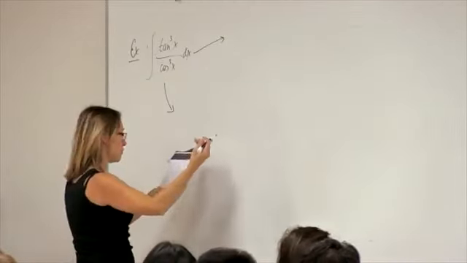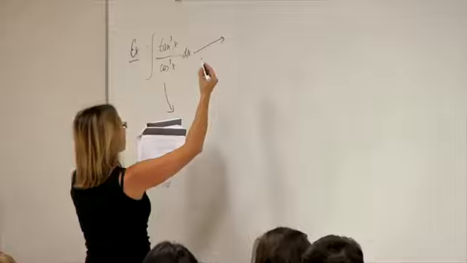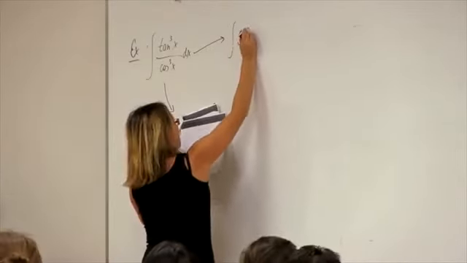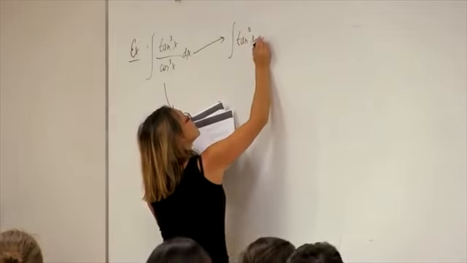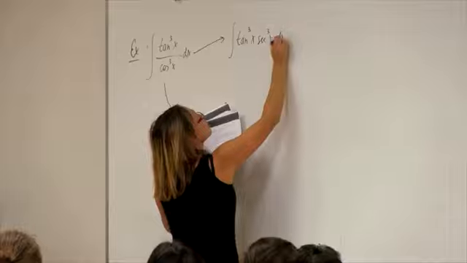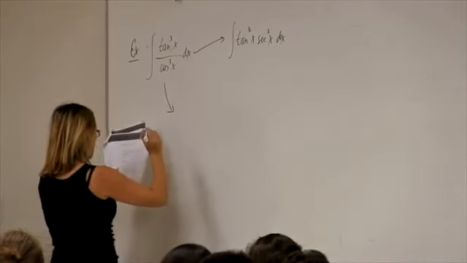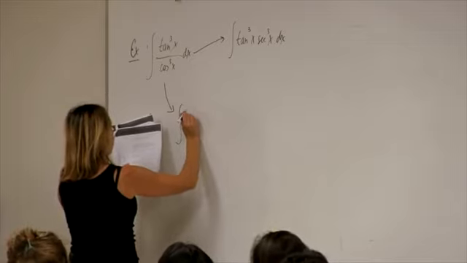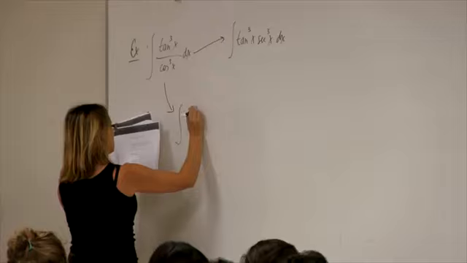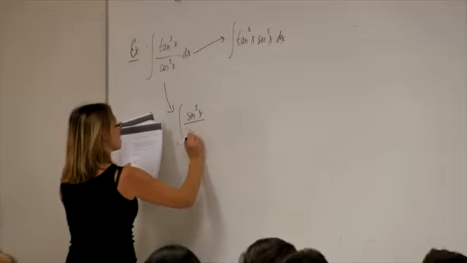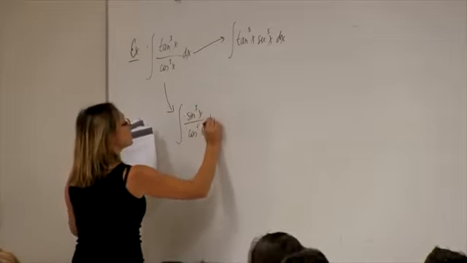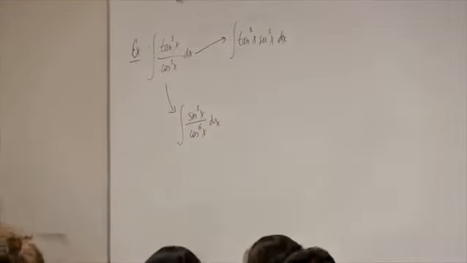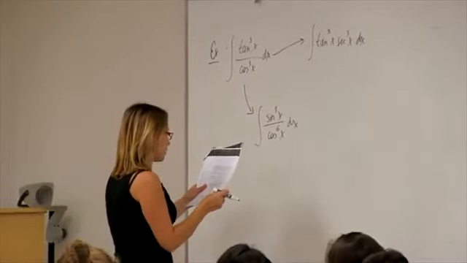So both give you a valid method. So on the one hand, this is tangent cubed x secant cubed x dx. On the other hand, this is sine cubed x over cos 6x dx. Okay, so very different, seemingly different integrals, and both of them can be evaluated.